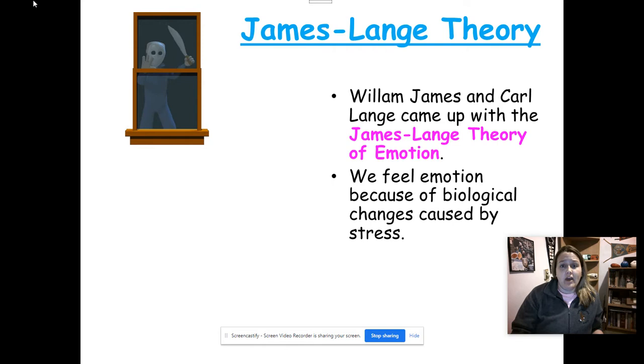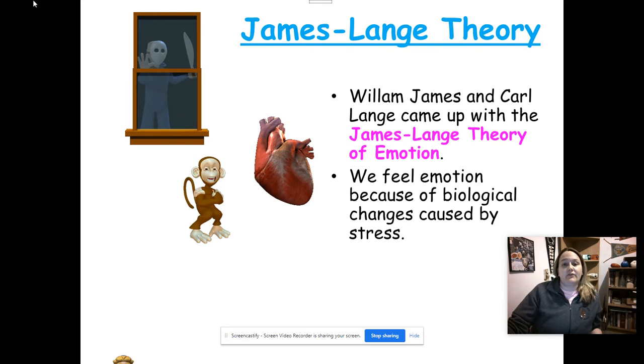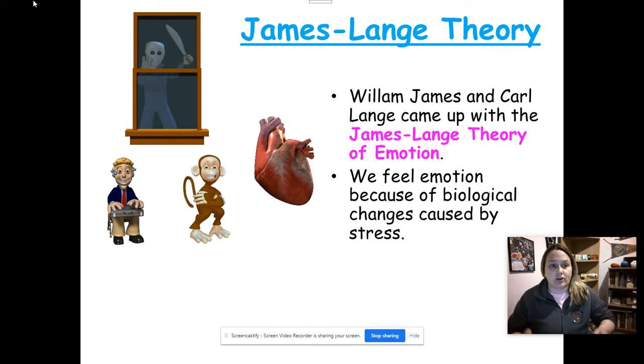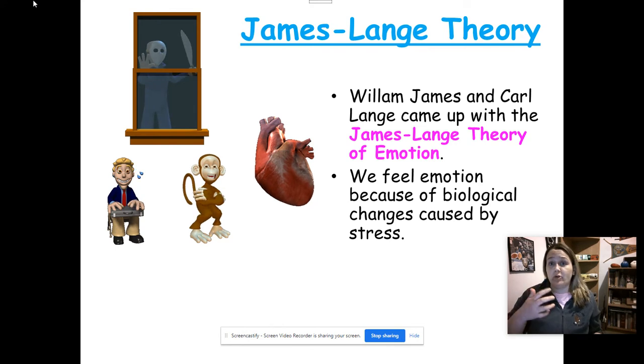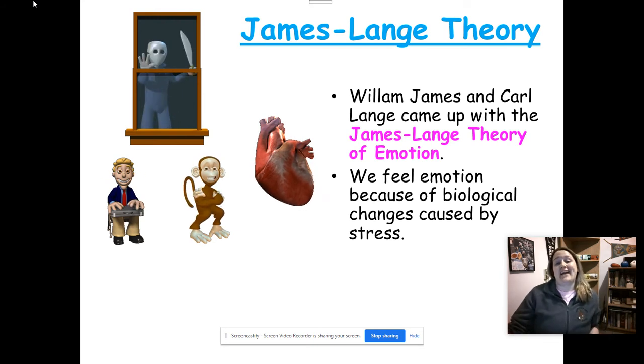Now, under the James-Lange theory, you have an event like Jack the Ripper come to murder you in your sleep. The first thing that's going to happen under this theory, as reported by James and Lange, is that your body is going to have a physiological reaction to this event. Your heart rate might start to increase. You can feel your heart beating fast in your chest. You might start to shake. You might start to sweat. Heck, you might cry, throw up. Your pupils might dilate, or you might pee your pants. That is the physical reaction to that event.